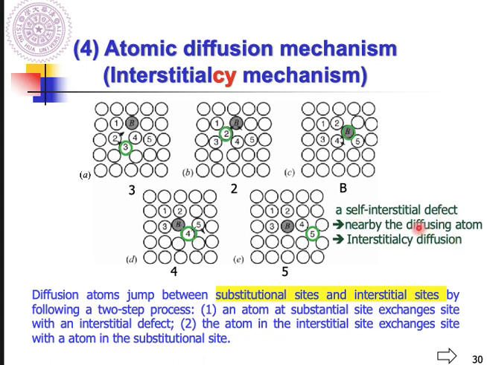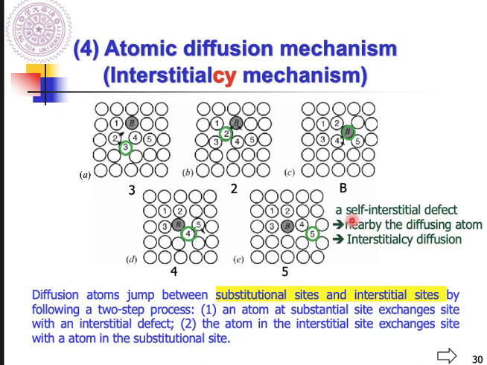So there's a very important characteristic here. The diffusing atom must have a self-interstitial defect nearby. This defect can drive the diffusing atom to diffuse through your materials, and this kind of diffusion we call the interstitialcy mechanism. So the presence of self-interstitial defects is quite important. If you have more of this self-interstitial defect, then the diffusivity will increase, right? So the concentration of this self-interstitial defect plays a very important role in diffusivity.